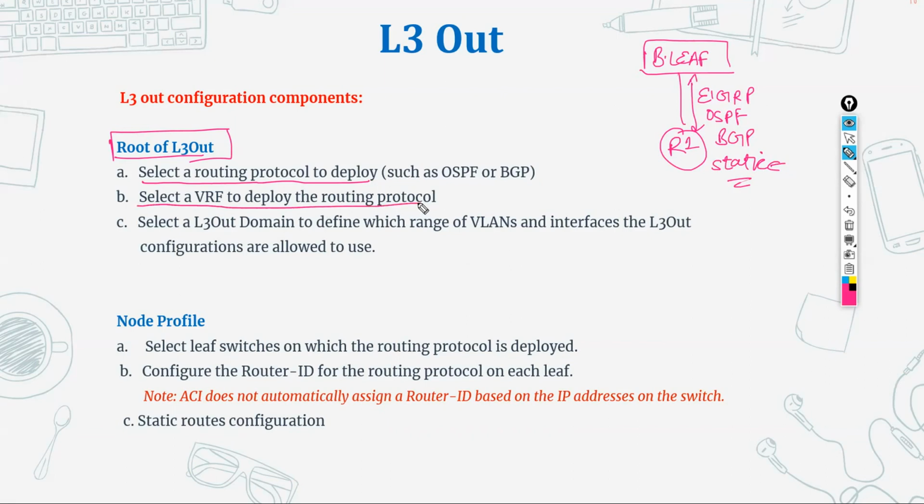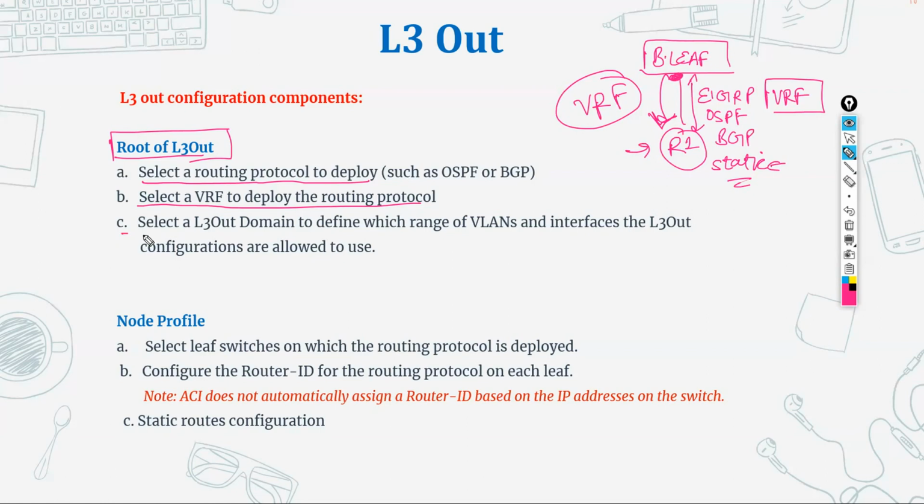Now select a VRF to deploy the routing protocol. We need to define which VRF this particular Layer 3 Out, or this protocol we are deploying, belongs to. So we need to define the VRF to which this particular Layer 3 Out is going to be attached, and on that we are going to run some routing protocols to this outside network.